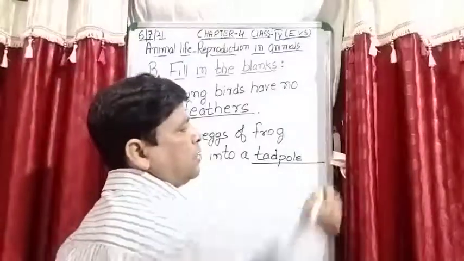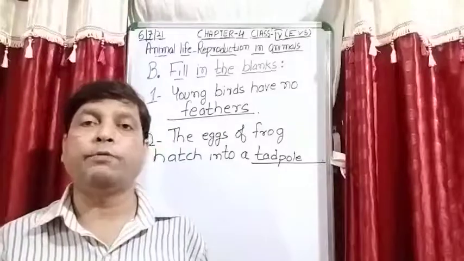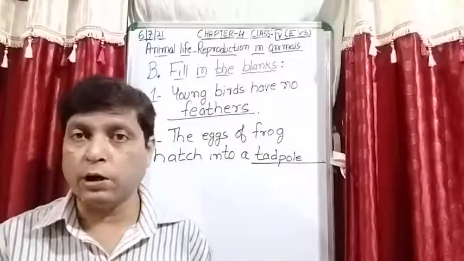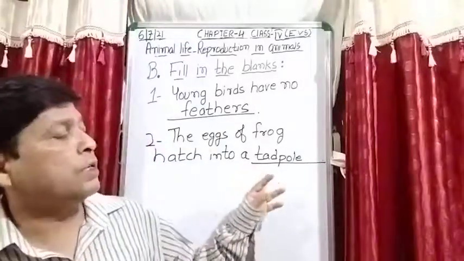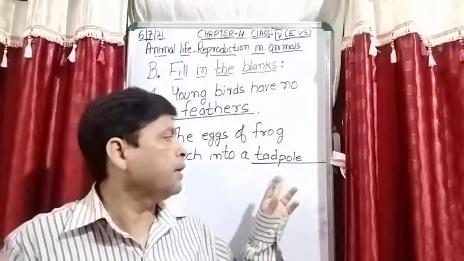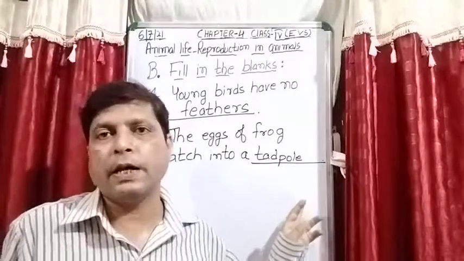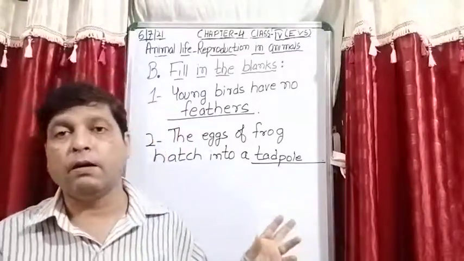In this stage, you must have seen young and adult frogs, so do they have tails? No, they don't. But if you see the young one of a frog, in the beginning, the first stage, that is the tadpole, and in this stage they have tails like a fish.